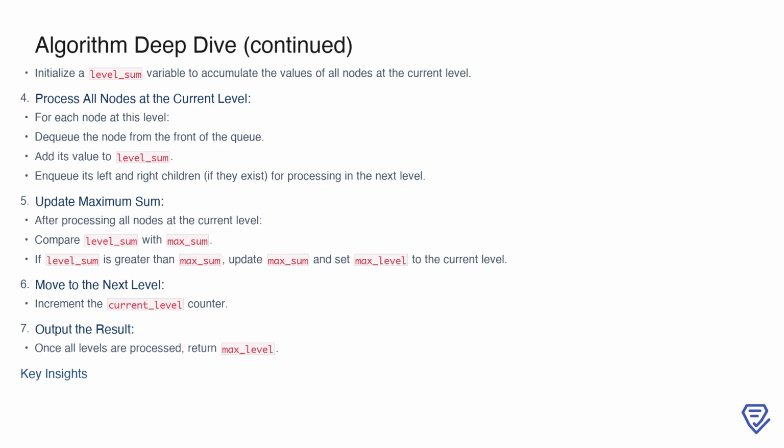After all nodes at the current level are processed, we compare the level_sum with the current max_sum. If level_sum is greater, we update max_sum and record the current level as max_level. Once this comparison is complete, we increment the current_level counter and move on to the next level. This process continues until the queue becomes empty, meaning all levels of the tree have been processed. Finally, after traversing the entire tree, the algorithm returns the value of max_level, which is the level with the highest sum.